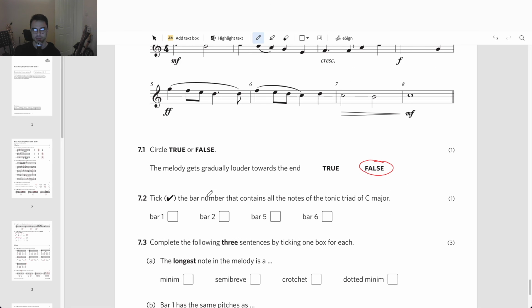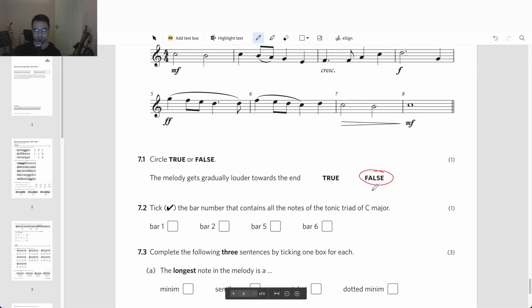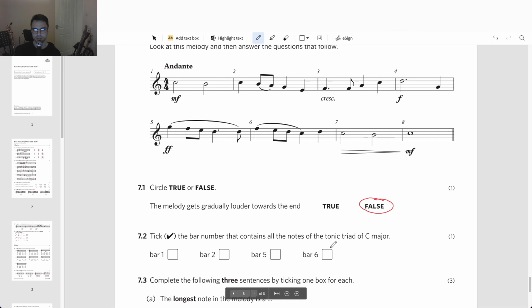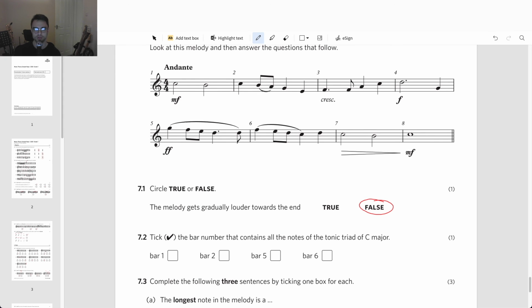7.2. Tick the bar number that contains all the notes of the tonic triad of C major. Right, so now we have to go hunting for notes. Is it bar 1, bar 2, bar 5, or bar 6? Let's find them. Which of these have all the notes of a tonic triad of C major? And what are the notes in a tonic triad of C major? C, E, and G. So we're looking for a bar with C, E, and G in them.